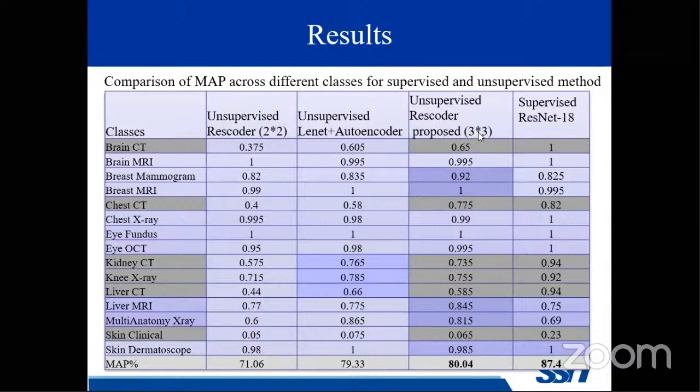It is 3x3, and it gave us 80 percent, right? In the supervised model itself we got around 89%, but supervised training took a lot of effort to develop and train a particular model. So we thought of developing an unsupervised model. Finally we got 80%. Supervised here it is 87.4, whereas in the case of unsupervised here it is 80.04.